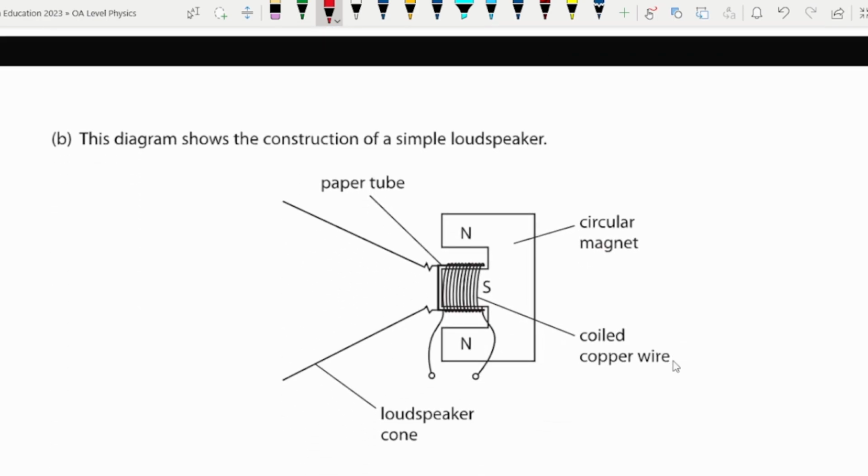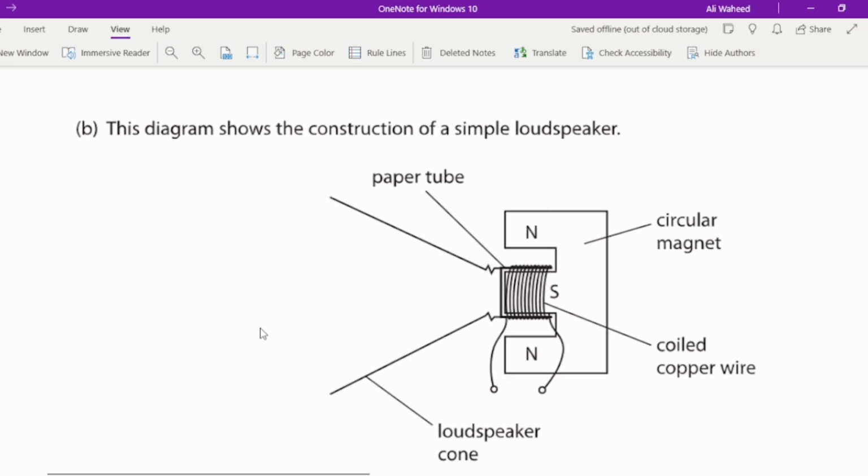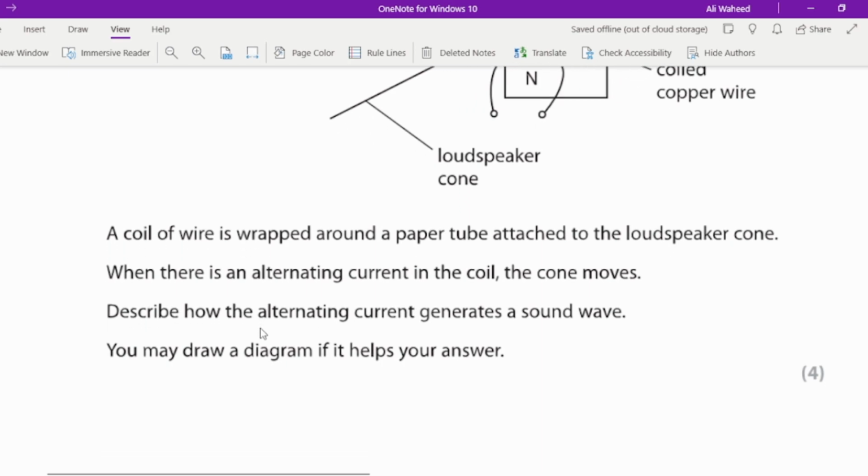Okay, moving on to the next one. This diagram shows the construction of a simple loudspeaker. A coil of wire is wrapped around a paper tube attached to a loudspeaker cone. When there is an alternating current in the coil, the cone moves. Describe how the alternating current generates a sound wave. You may draw a diagram if it helps your answer.